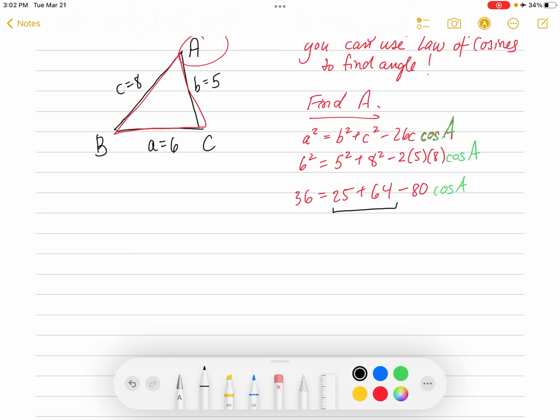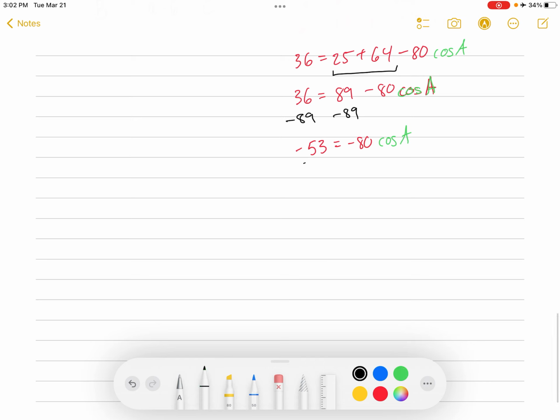So if I'm solving this for cosine A, I'm going to add 25 and 64 and get 89. So 36 equals 89 minus 80 cosine A. Now I want to subtract 89 from both sides. 36 minus 89 is negative 53, equals negative 80 cosine of A. Now I'm going to divide both sides by negative 80. The negative 80s cancel on the right, and I get 53 over 80 on the left. That's going to be the cosine of A.